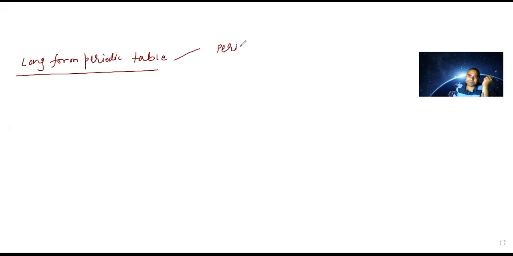If you see the long form periodic table, here is the long form periodic table. Some basic criteria are there. What are the basic criteria? The number of periods and the number of groups. If I ask how many periods there are, periods are 7. If I ask how many groups there are, groups are 18.